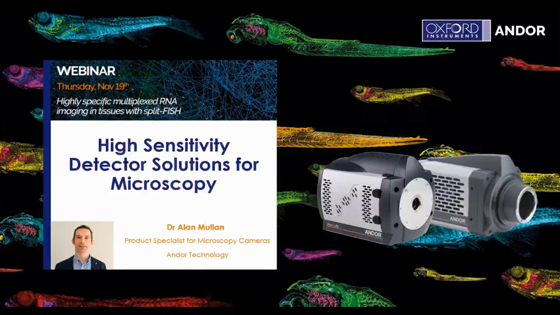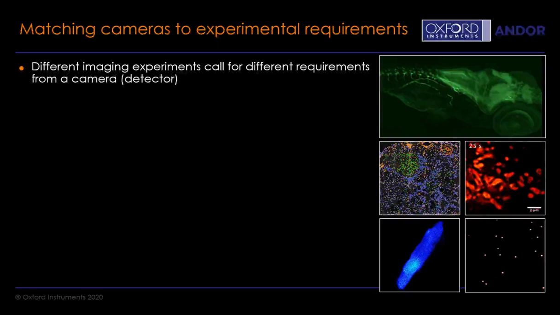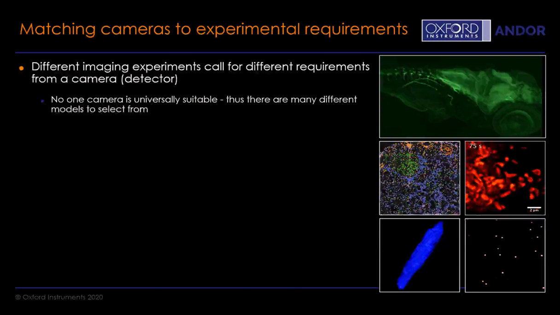Thank you. I would like to complete this presentation by taking a very brief look at some of the kinds of detector solutions that are suitable for these kinds of experiments that have just been described. Different types of experiments that we do call for quite different requirements from a camera. So we might need a camera that emphasizes sensitivity or speed or field of view. So it depends what we're trying to achieve.